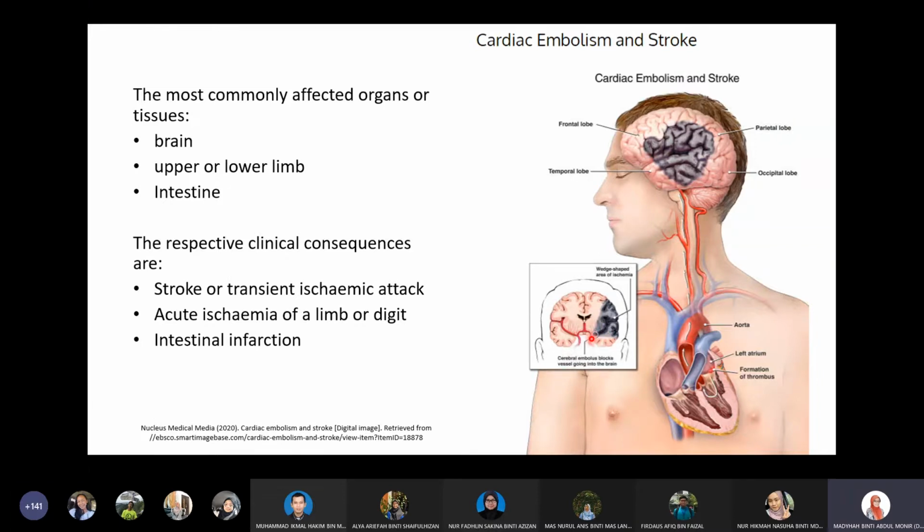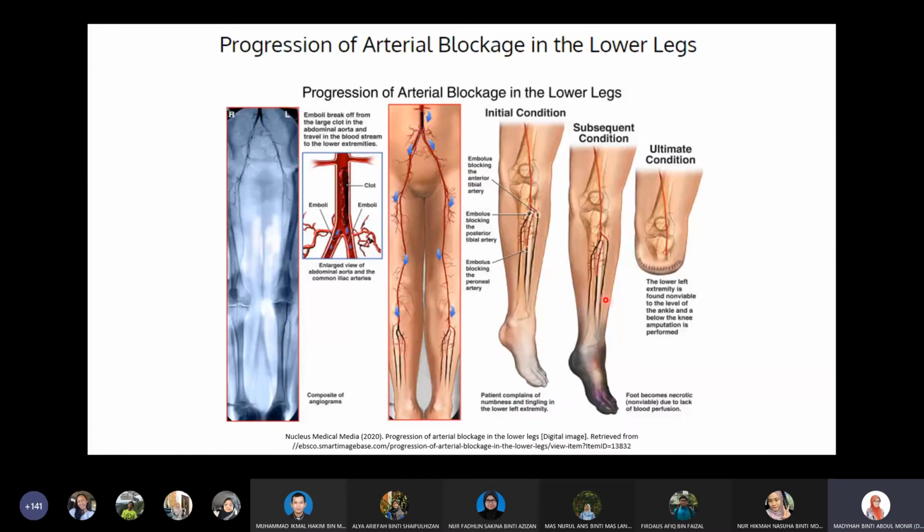So the area that is supplied by this artery becomes ischemic. As you can see, there is a difference between the color of normal tissue and the tissue that has been blocked by the embolus. Okay, so that is the first example. Now, this is a second example.